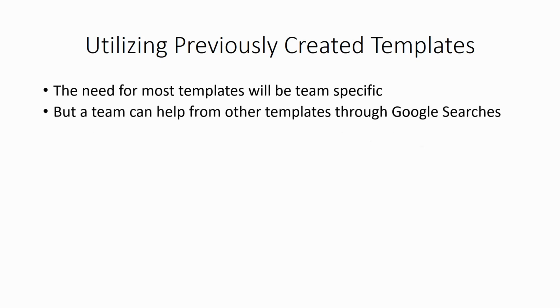Hello and welcome. Now, we've already discussed how you would create a template in order to use for future collaboration. Now, how do you take previously created templates and use them to be more effective in your teamwork? Now, again, the need for most templates will be team specific. So there'll be things that you will need in order to get something done that you are uncomfortable with your efficiency. A team can get help from other templates that have been created before through Google searches.